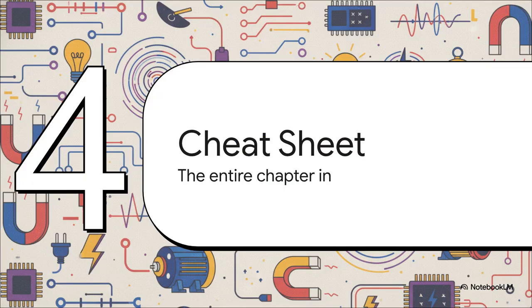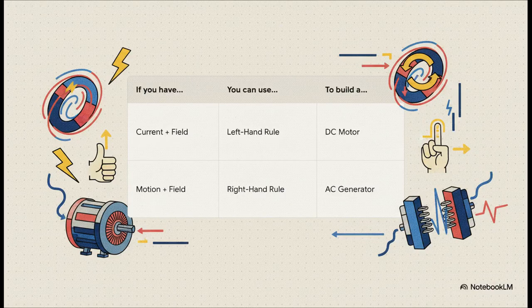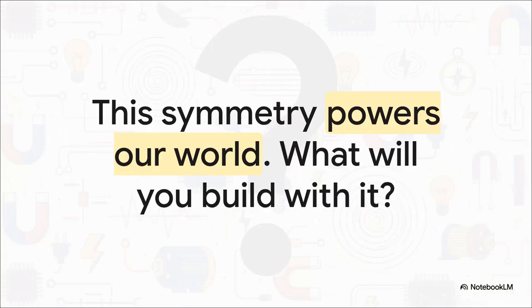Phew. Okay, that was a lightning tour, right? So let's boil this entire massive chapter down to one final ultimate cheat sheet. This is everything you need at a glance. Look at this. This is the entire chapter. It's a two-way street. If you start with current and a magnetic field, you get motion. That's a motor, and for that, you use your left hand. If you start with motion and a magnetic field, you get current. That's a generator, and for that, you use your right hand. That's the whole story.